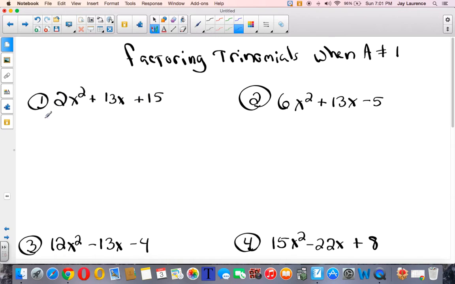In this situation, when a is not 1, I'm going to list the factors of a. I'm going to list them in order. And then I'm going to list the factors of c. 1 and 15, and then 3 and 5.